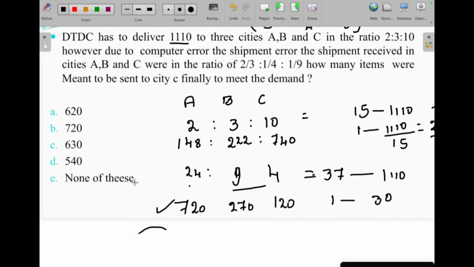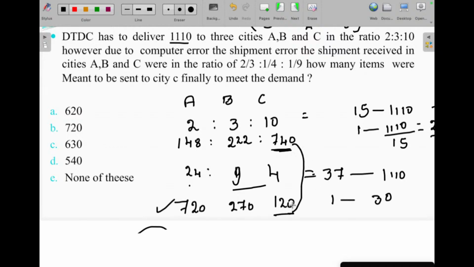Now what's the question they are asking? How many items were meant to be sent to C finally to meet the demand? Actually I need to send 740. By mistake I am sending 120. To meet the demand I need to send another 620.